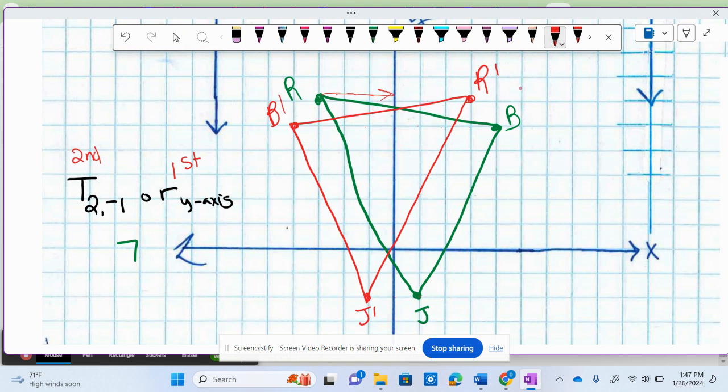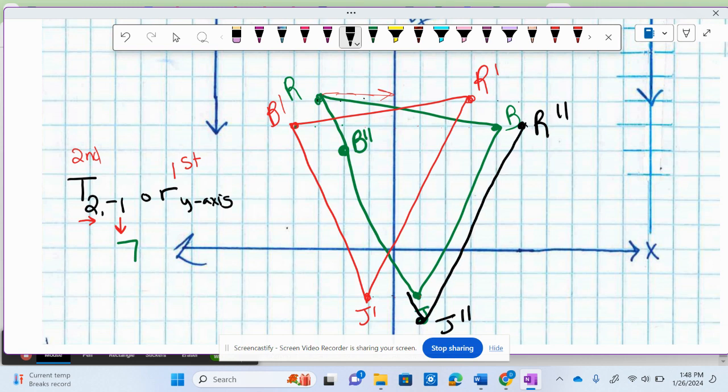That means because the first number is positive, my X is going to go to the right and my Y is going to go down. So I'm just going to take every ordered pair and move it to the right 2, down 1. B double prime. R to the right 2, R prime to the right 2, down 1. R double prime. J to the right 2, down 1. J double prime. So my image, after it's been reflected and translated, is that black triangle.